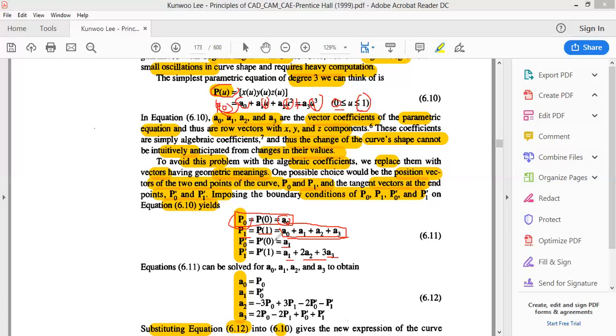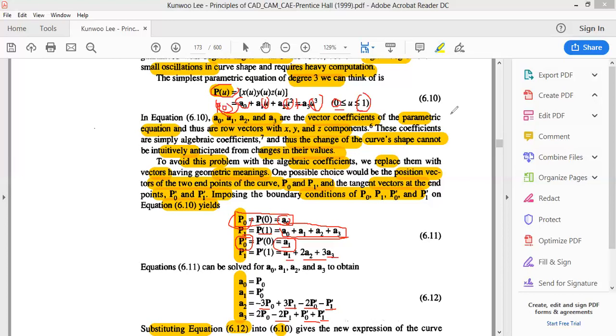And A1 is going to be P naught differentiate, the first order differentiation, P naught dash, right? And subsequently for A2, the value is going to be minus 3 P naught plus 3 P1 minus 2 P naught dash minus P1 dash. So the value of A3 is going to be 2 times P naught minus 2 times P1 plus P naught dash plus P1 dash.